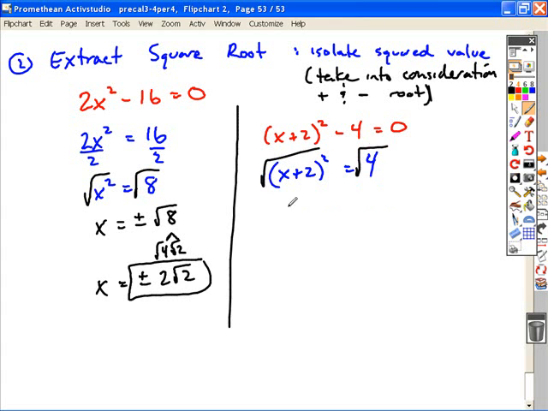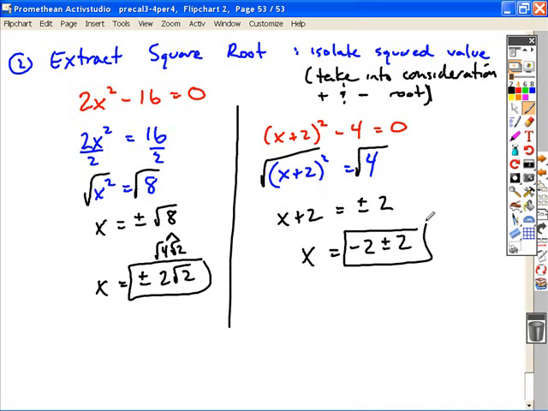So take the square root of both sides. That leaves an x plus 2. You have to take into consideration the positive and negative root. Square root of 4 becomes a 2. And now when you solve for and isolate your x completely, you have your two solutions. I would always write your plus or minus value second or last in your expression. So here, if I subtract a 2 from both sides, I'm going to write that first, and then my plus or minus 2 will come next. Okay, so when you extract a square root, that's kind of the form that you'll use.